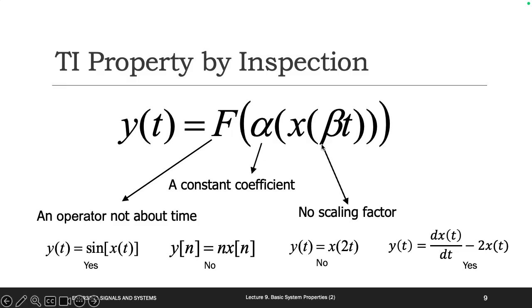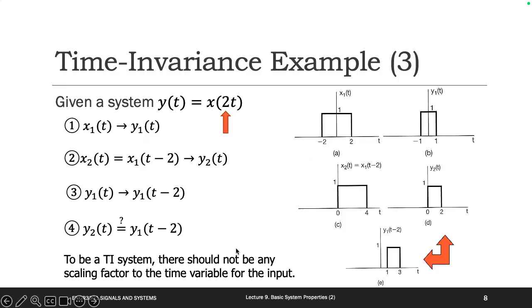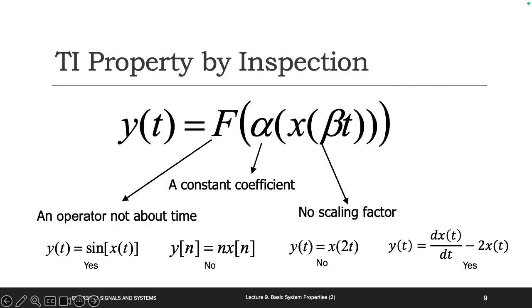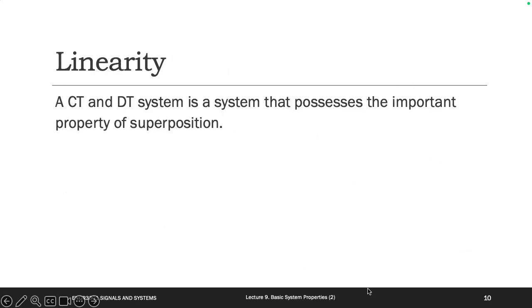But like I said, not all systems are just similar to this form. So if you want to prove it, you had better use the four-step method. That makes sense to you? Okay, let's talk about the other property, linearity.